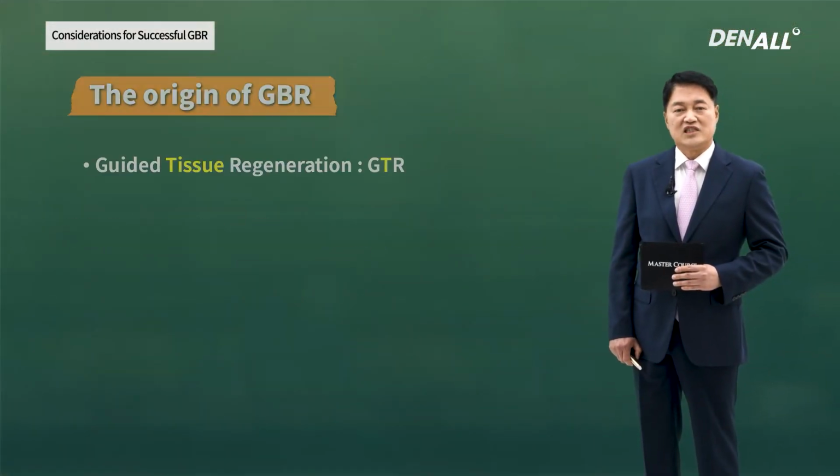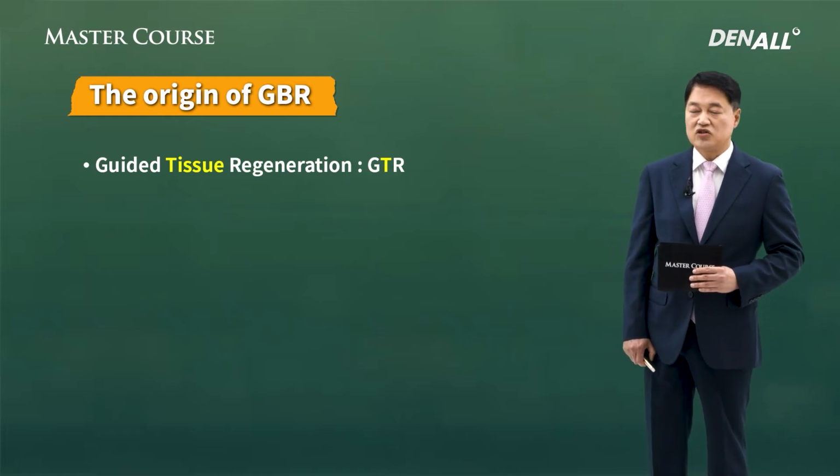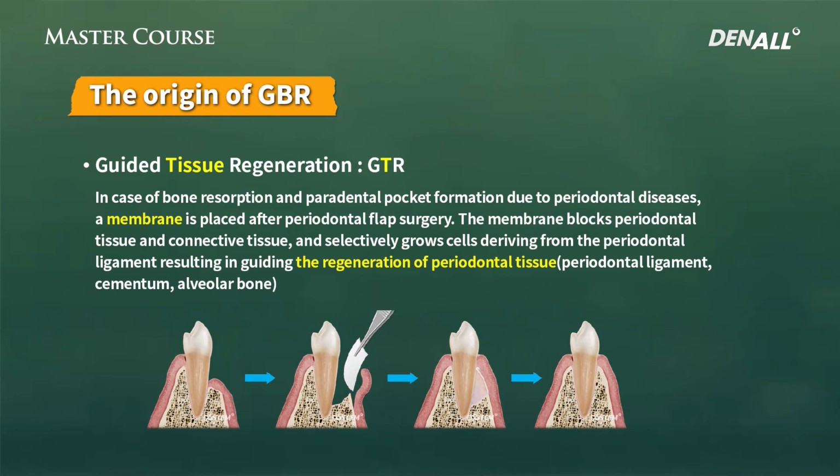The basics of GBR. It started off with GTR. In other words, guided tissue regeneration. As you know, due to periodontal disease, bone resorption and periodontal pockets can be formed. After curettage, a membrane is used to block connective tissue and epithelial tissue and selectively grow cells deriving from periodontal ligament, resulting in the regeneration of periodontal tissue, periodontal ligament, cementum, and alveolar bone.